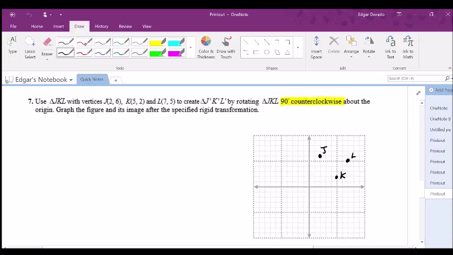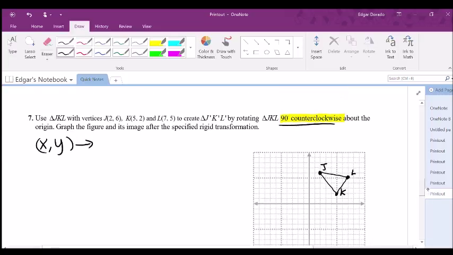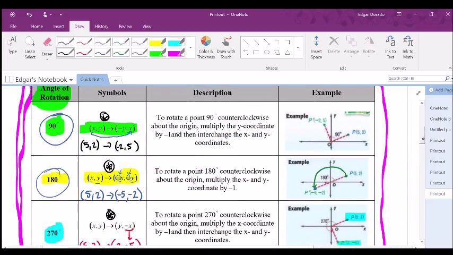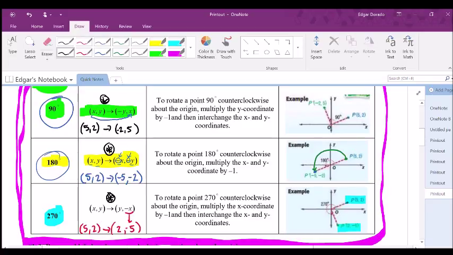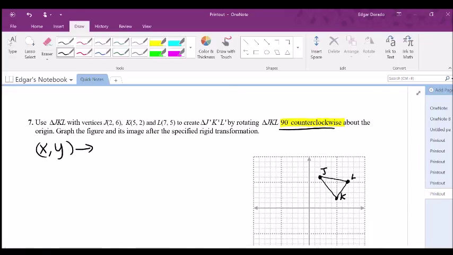So let's finish off our picture here. We know we have to rotate this 90 degrees. So my rule is going to be x comma y is what? Well, if you're ever not sure, go back up. That's why I emphasize these charts. So it's x comma y turns into negative y comma x. Okay? So let's do it.